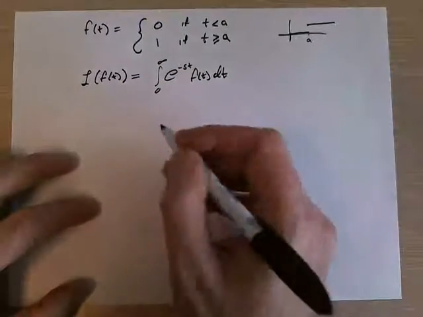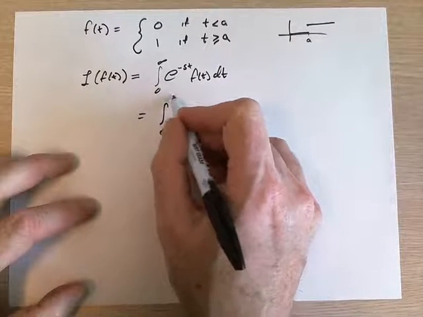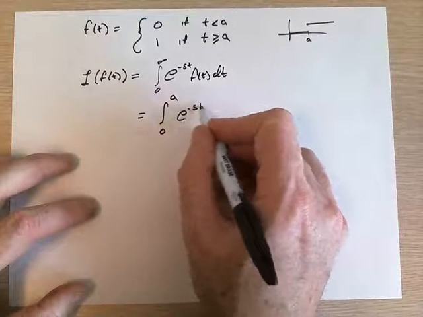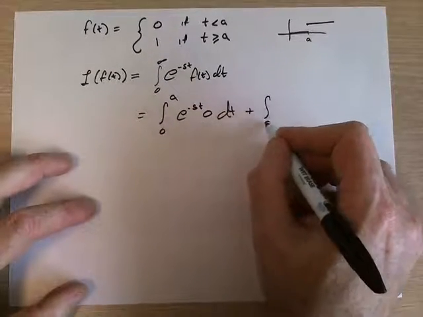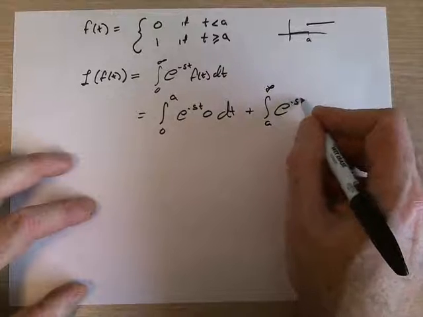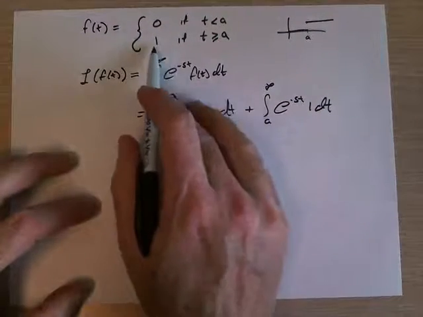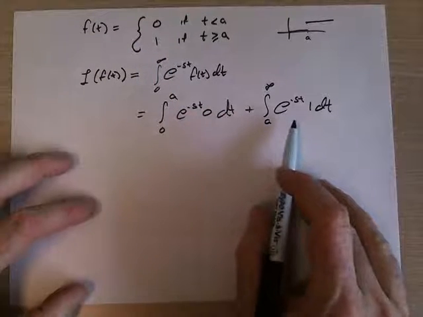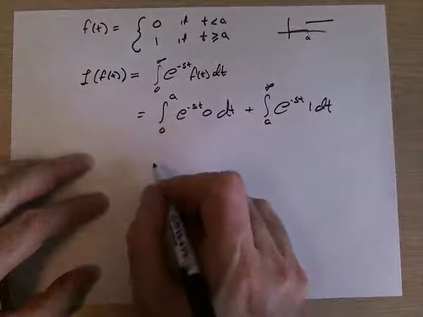Well, this function is piecewise, so I'm going to have to break this into pieces. From 0 to a, this is e to the minus st times 0. And then from a to infinity, it's e to the minus st times 1. Right? With a piecewise function, I can break the integral up into the two pieces. Well, e times 0 is 0. So that's beautiful. That's just a 0 right there.